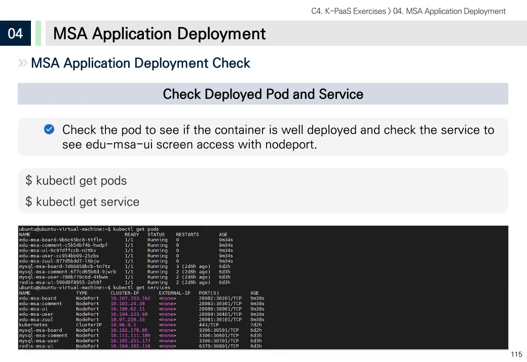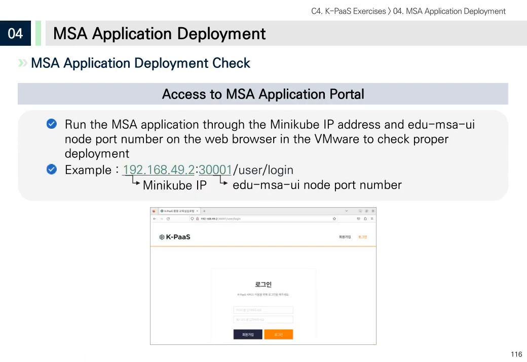Once the deployment is complete, use the kubectl get pods command to verify that the containers are deployed well. Next, we look up the services with the kubectl get services command to access the MSA UI screen on the node port. Once you have confirmed that your MSA application project is successfully deployed, through pod and service, access the Firefox web browser on the VMware screen and try to use the service.